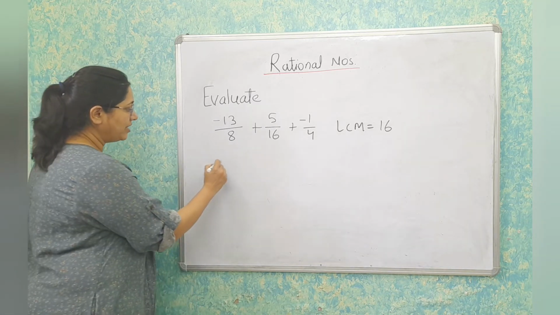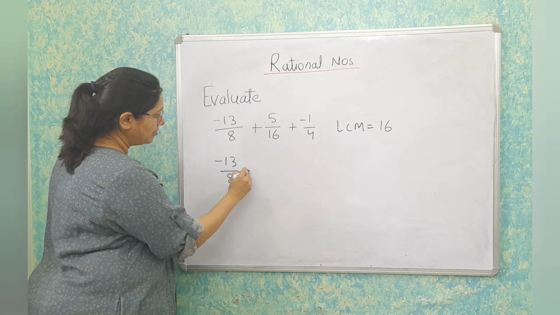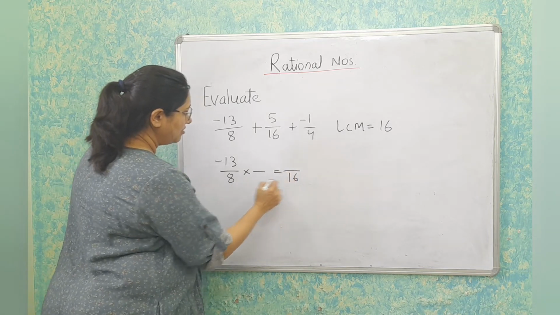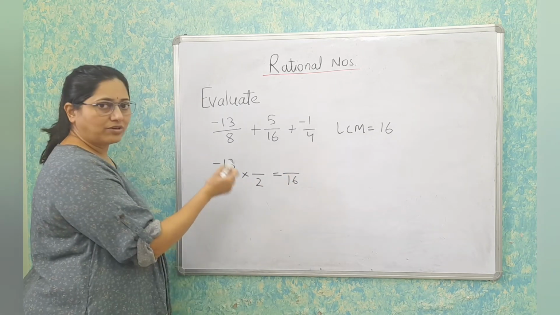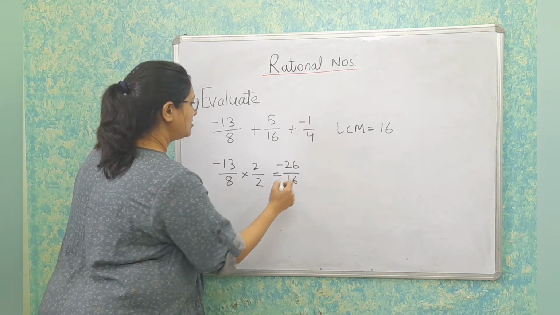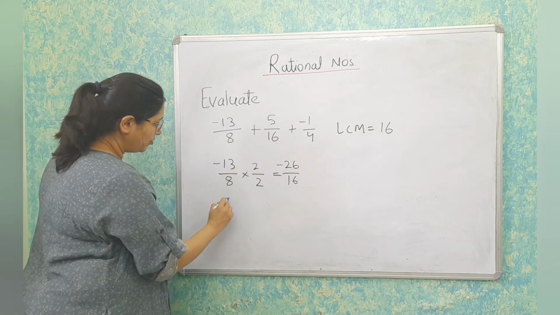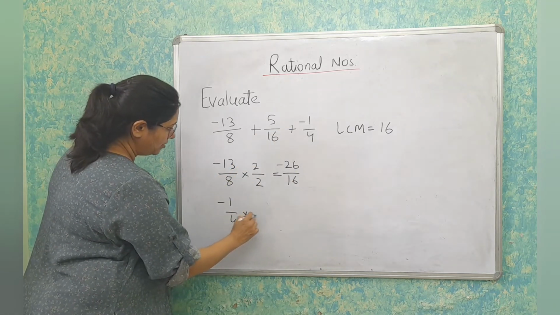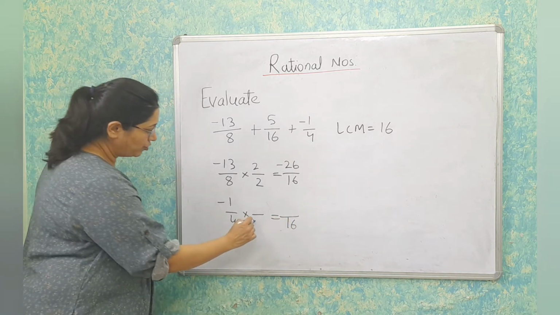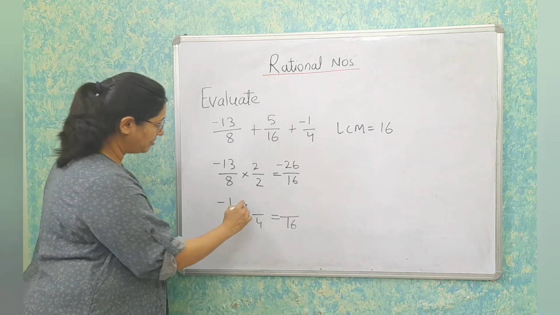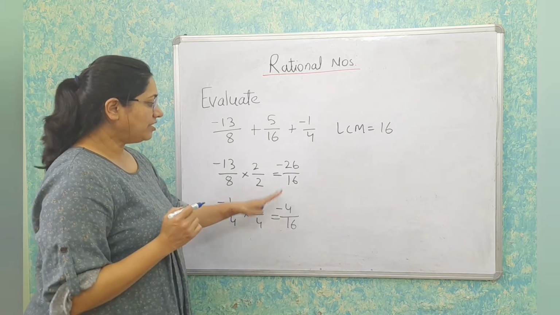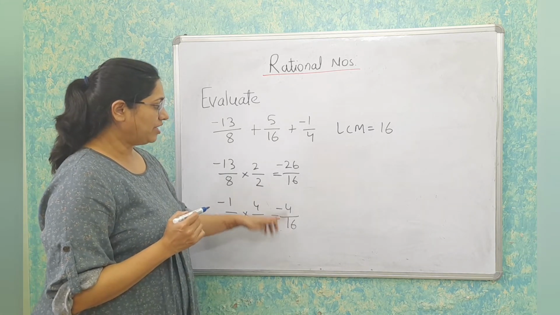So first I will take minus 13 upon 8. Now I will multiply 8 with a number to make it 16. And you know 8 2s are 16. So again I have to multiply minus 13 with 2 and that is minus 26. Next minus 1 upon 4. Again I have to multiply 4 with a number to make it 16. 4 4s are 16. So again I have to multiply minus 1 with 4 and this is minus 4. Now I have three rational numbers with the same denominator 16.